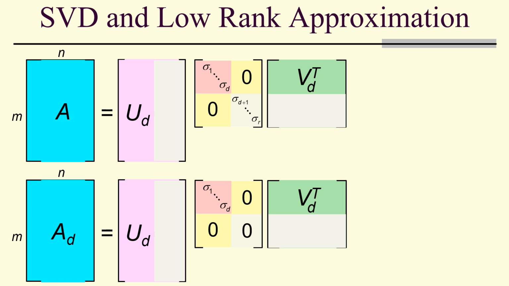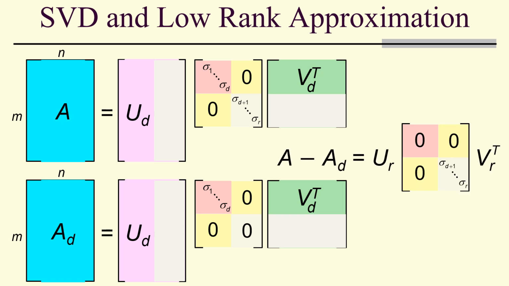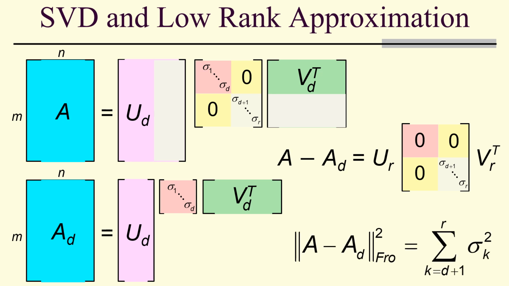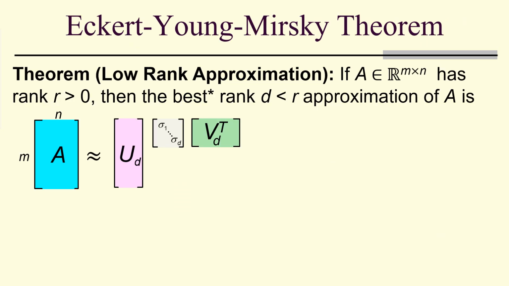We have the same sigma 1 to sigma D singular values, but the remaining singular values have been replaced by the zero matrix. So what that means is when we subtract A minus A sub D, we actually have U sub R times only those remaining singular values in the lower right diagonal. And that means that our A sub D, our approximation of A, is actually of this form. And our Frobenius norm is just the sum of those remaining singular values. So if they're small, we get a good approximation. In fact, this is known as the Eckart-Young-Mirsky theorem.